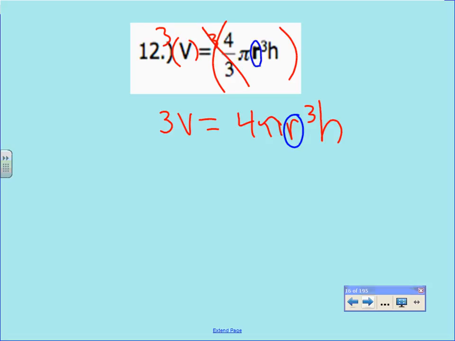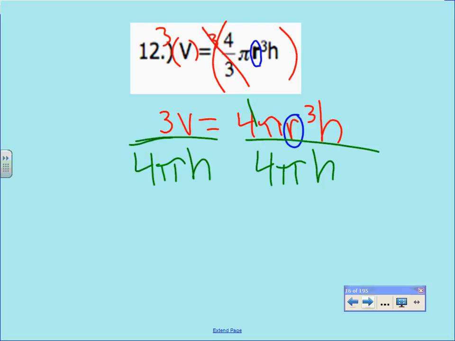Okay, now what? Brianna? Okay, what else could we divide by? Save yourself some time here. Okay, and what else? Good. You can, if you want, divide all in one step by 4 pi h, right? We're trying to get rid of the 4, the pi, and the h. So divide each side by all of them. They're going to cancel on the right side.